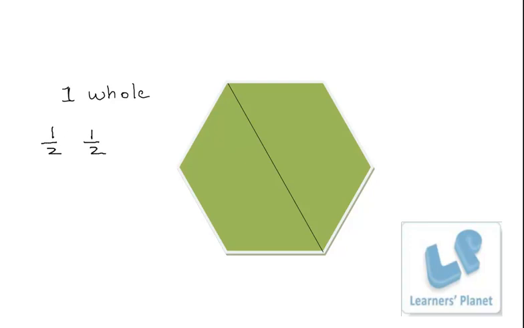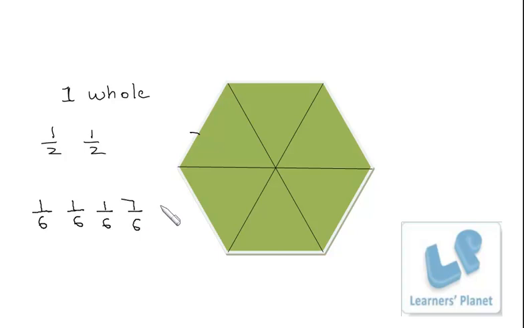Now what can I do? I draw 2 more lines and make more parts. I draw this line and then I draw this line. Okay, now you can see 6 equal parts. 1, 2, 3, 4, 5, 6. 6 equal parts. 1 upon 6. Each part will be 1 upon 6. Okay, 6 equal parts. This is the whole hexagon. Then we did 2 parts. Each part will be 1 by 2. Now we have done 6 parts. So each part will be 1 by 6.